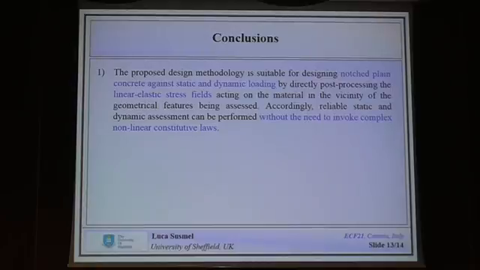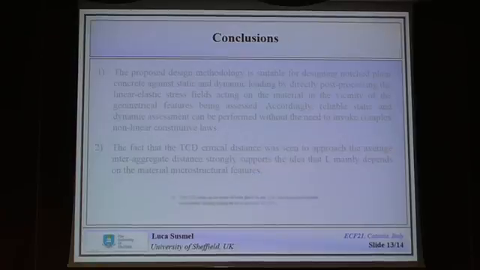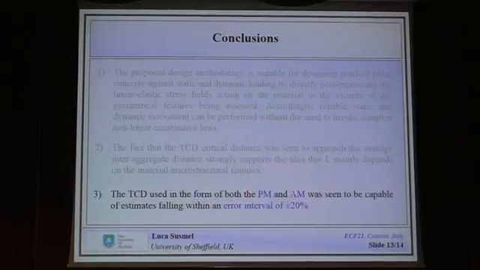We can take into account the presence of geometrical features in concrete. The TCD critical distance was seen to approach the average interaggregate distance, which is good news because we can clearly see the physical meaning for L in this case. And finally, we got the best results by applying the TCD in terms of the point method and area method.